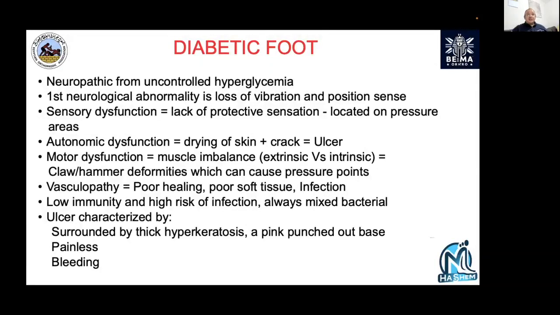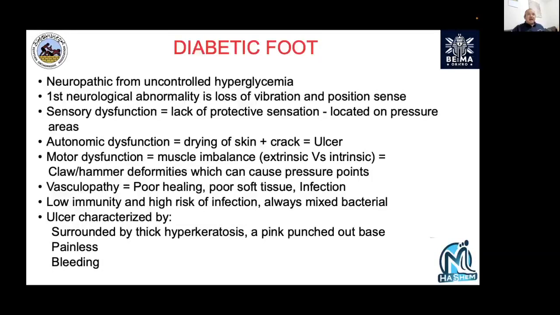So first, to understand the pathophysiology in the diabetic foot, you need to understand that the first neurological abnormality will be loss of vibration and position. And with loss of vibration and position, there is no more protection. And with no more protection, the result will be abnormal loading and abnormal pressure areas. At the same time, you have an autonomic dysfunction. And because of this autonomic dysfunction, the skin will be dry, cracking, and easily ulcerating. There will be another, a motor dysfunction, and with the motor dysfunction, the muscles are imbalanced between extrinsic and intrinsic, and this ends with claw and hammer deformities, which may add to the pressure points.